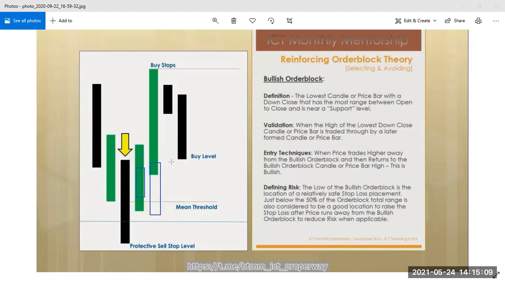Let's say this is the line here. This is not an order block. But let's say now the third candle is the one that closes above here, like this. This is now an order block. It's now a valid order block.